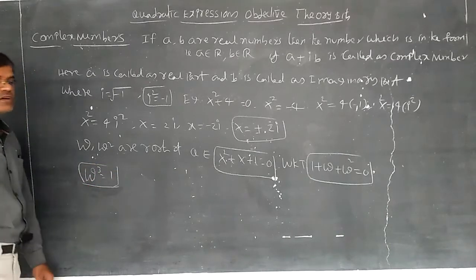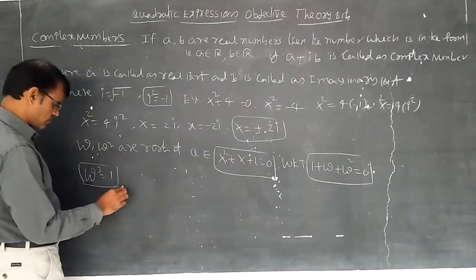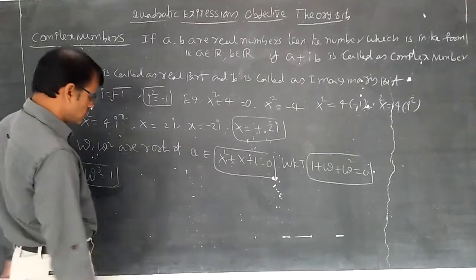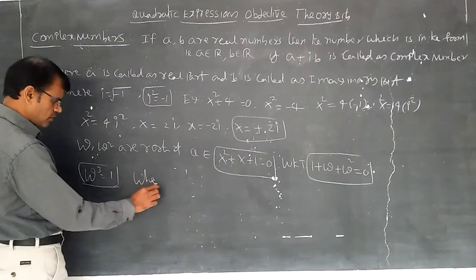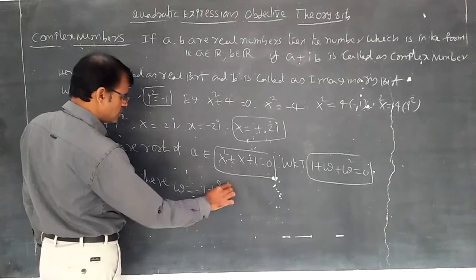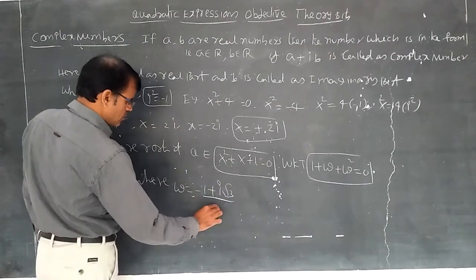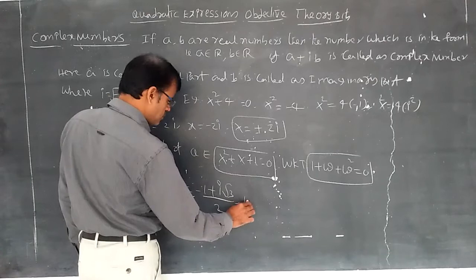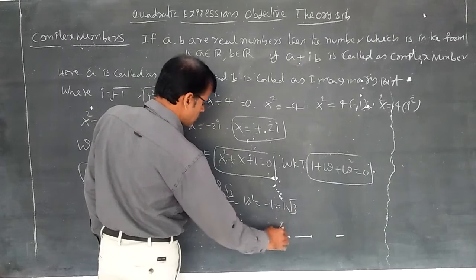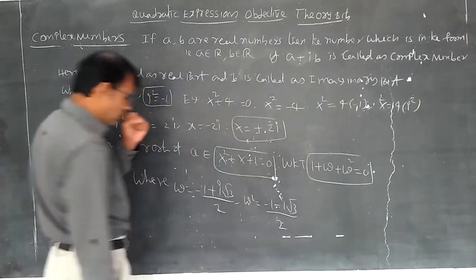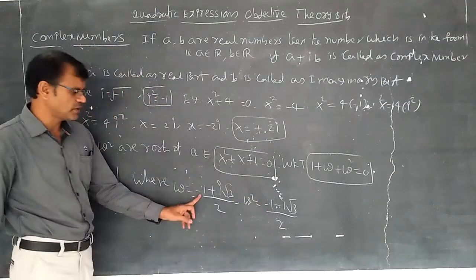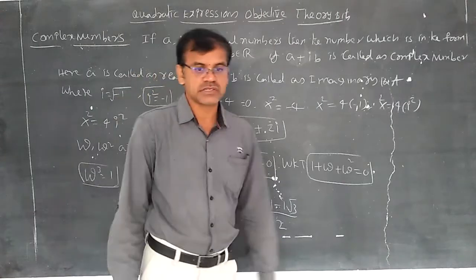The proof I will give in the chapter of complex numbers. Omega cube is equal to 1 and 1 plus omega plus omega square is equal to 0, where omega is equal to minus 1 plus i root 3 by 2, and omega square is equal to minus 1 minus i root 3 by 2.